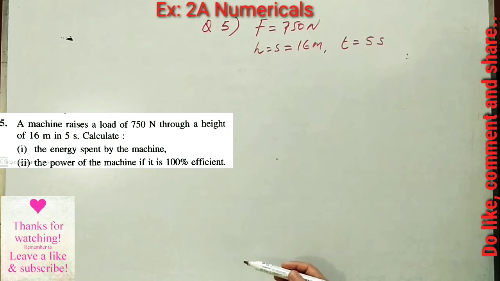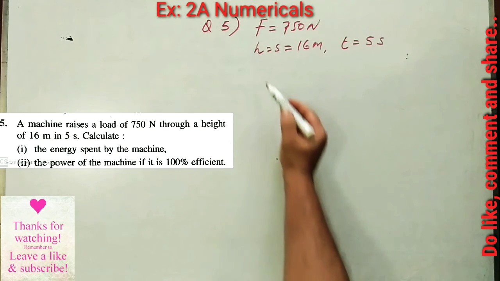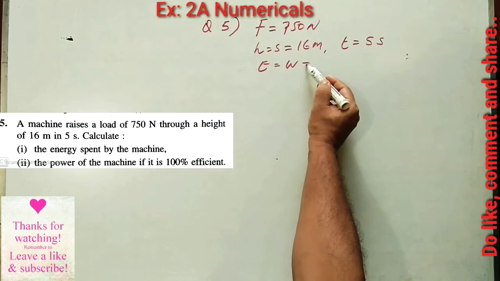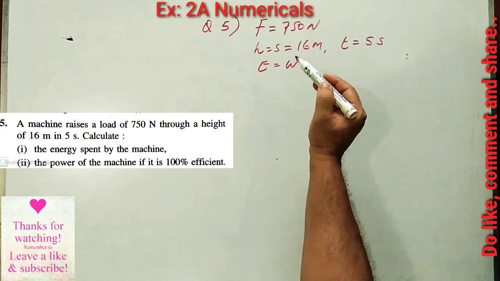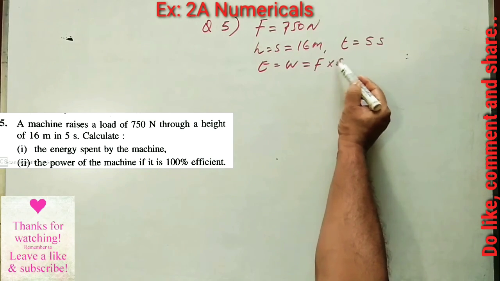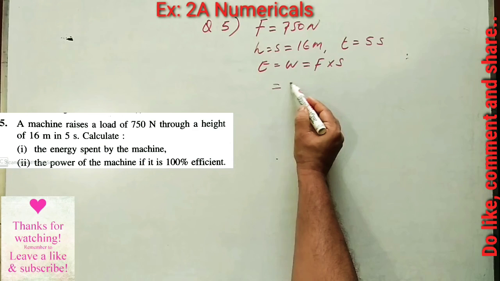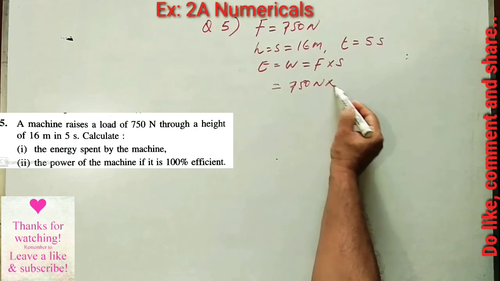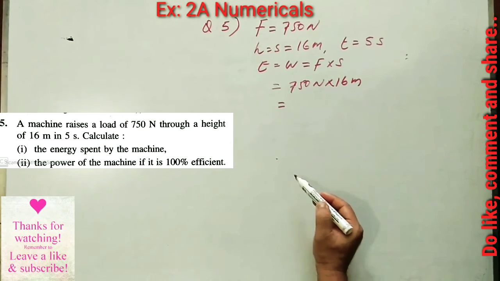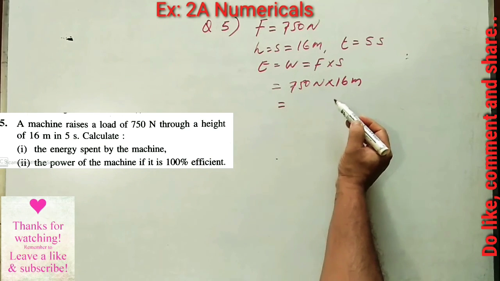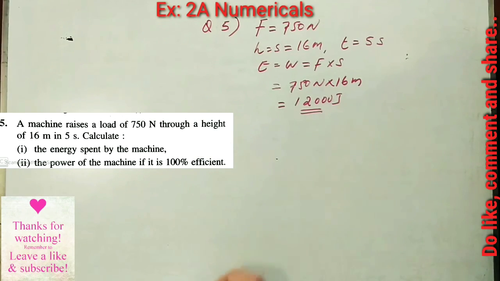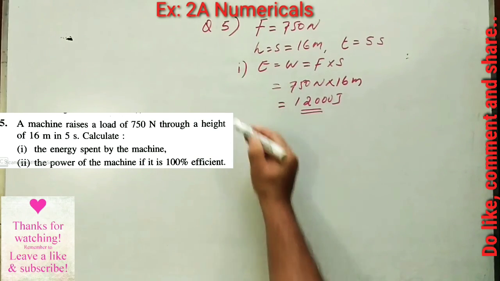Calculate the energy spent by the machine. So energy is nothing but the work done. Remember, energy is nothing but the work done. Force into displacement. So force is 750 Newton into displacement, that is 16 meter. The answer comes out to be 750 multiplied by 16, 12,000 joule. Okay, that's the first part of the question.